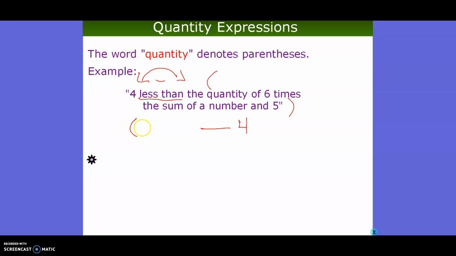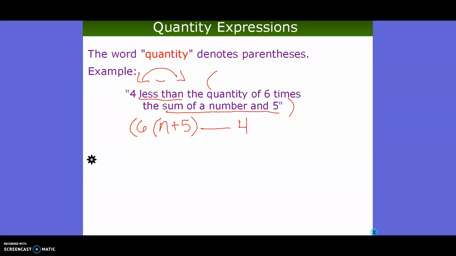The quantity of 6 times the sum of a number and 5. Well, that could be n plus 5. The problem here, if I put my parentheses there, is that the way I have it written, it looks like 6 is being multiplied by n. And what we want is the sum, the answer to an addition problem, being multiplied by the value of 6. So we actually need a second set of parentheses here.